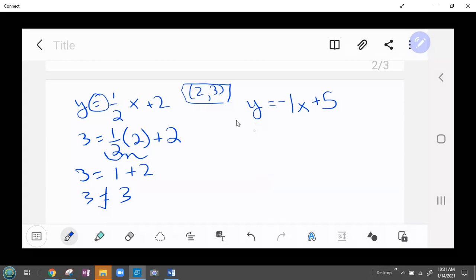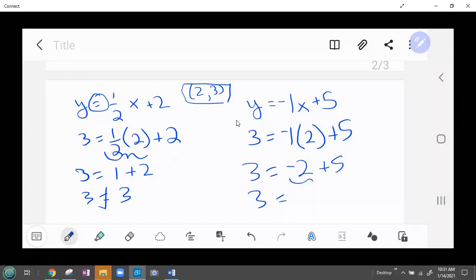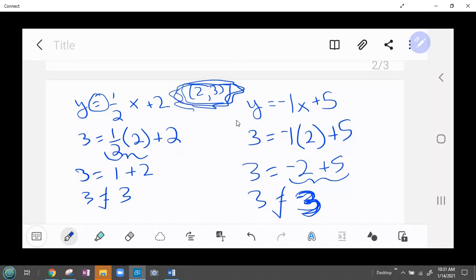Now let's try the other equation. For this to be a solution to the system, it has to satisfy both equations. Let's see if it does. -1 times 2 is -2 plus the 5. We get 3 equals 3 as well. So that is satisfied. The equal sign is satisfied because the left side is equal to the right side. So yay, it is our solution because it satisfies both equations.